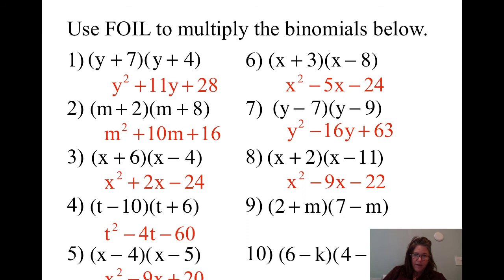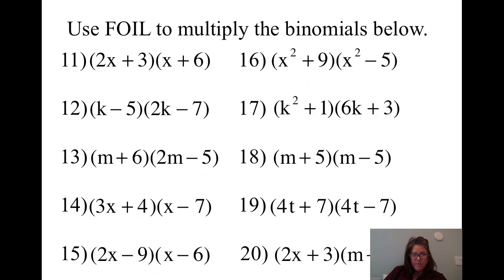Number 9 is 14 plus 5m minus m squared. Notice my quadratic now is at the other end. That's okay, I'm just squaring the back terms. They're exactly the same. The next one's going to be 24 minus 10k plus k squared. All right, here's some more for you to practice with. Pause the recording.